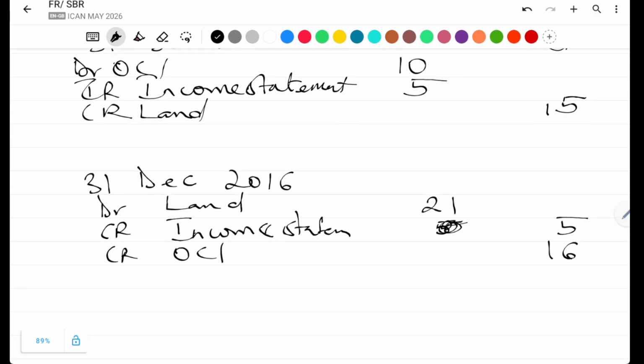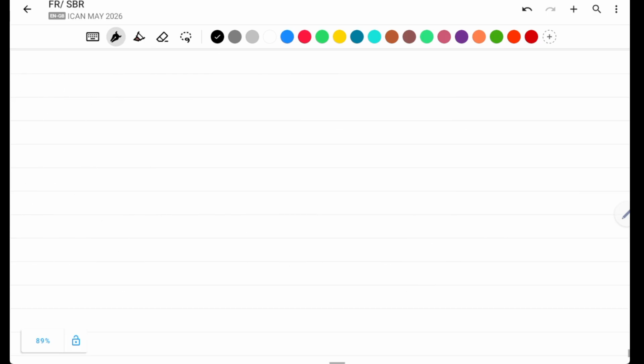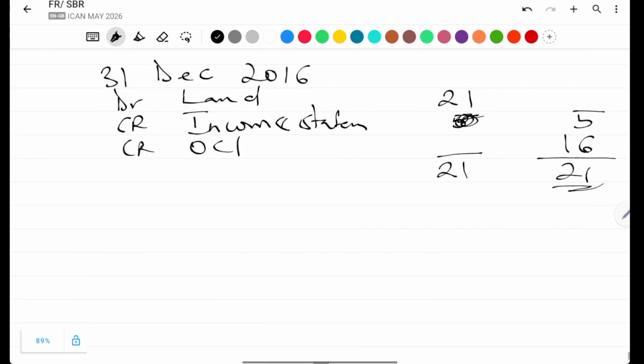All right. So when you look at that, OCI is showing that there was a gain, right? So 21 here, 21 here. So that's simple, what that is about. Okay. So we are done with that part. So let's move on to the next. Back to the slides.